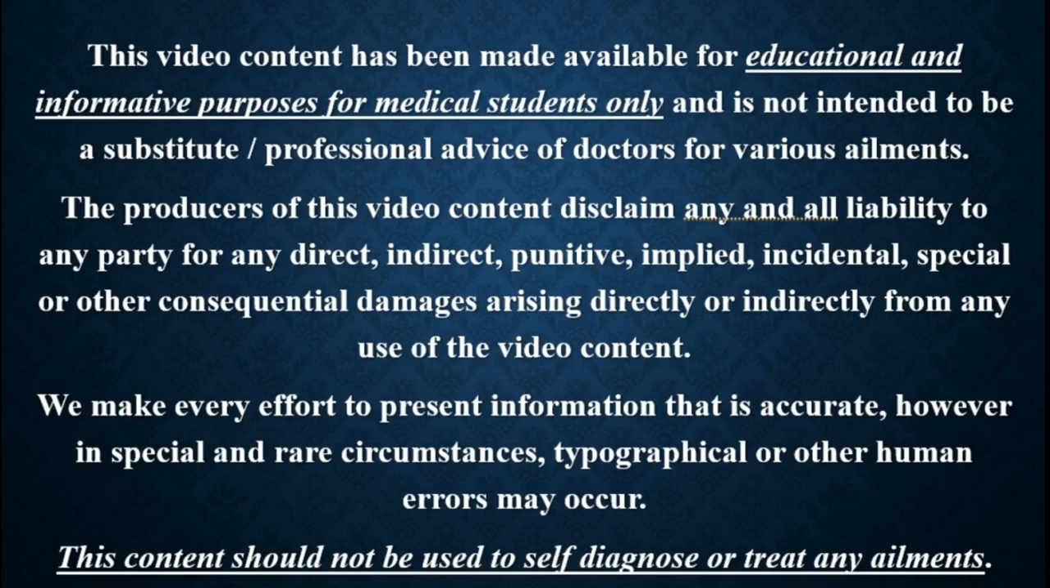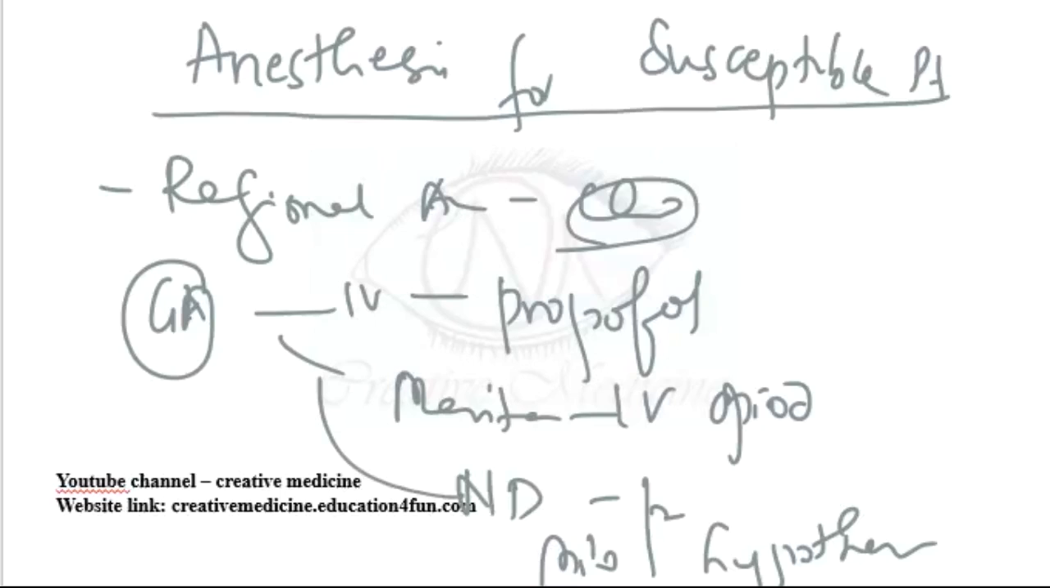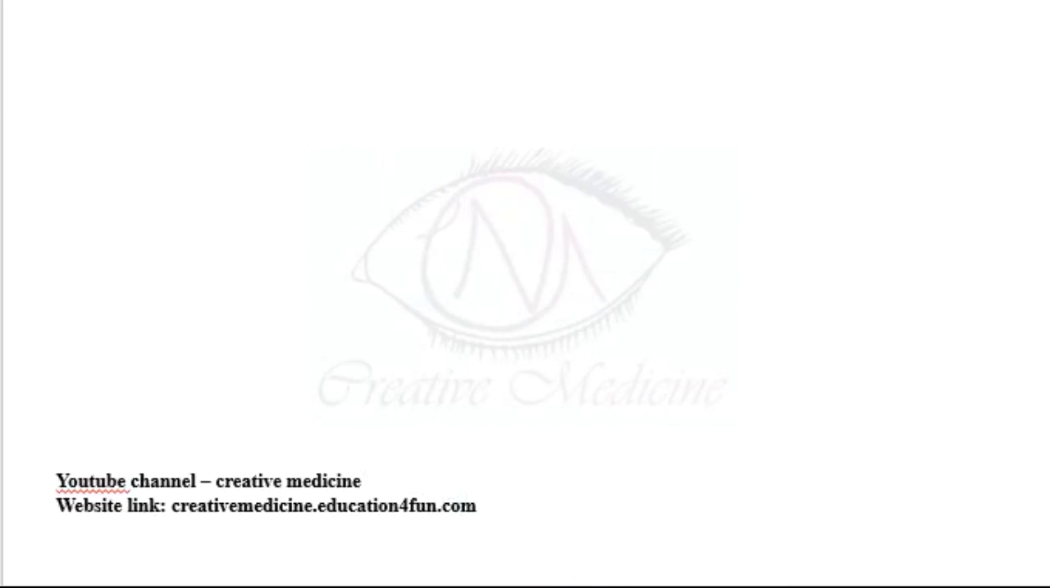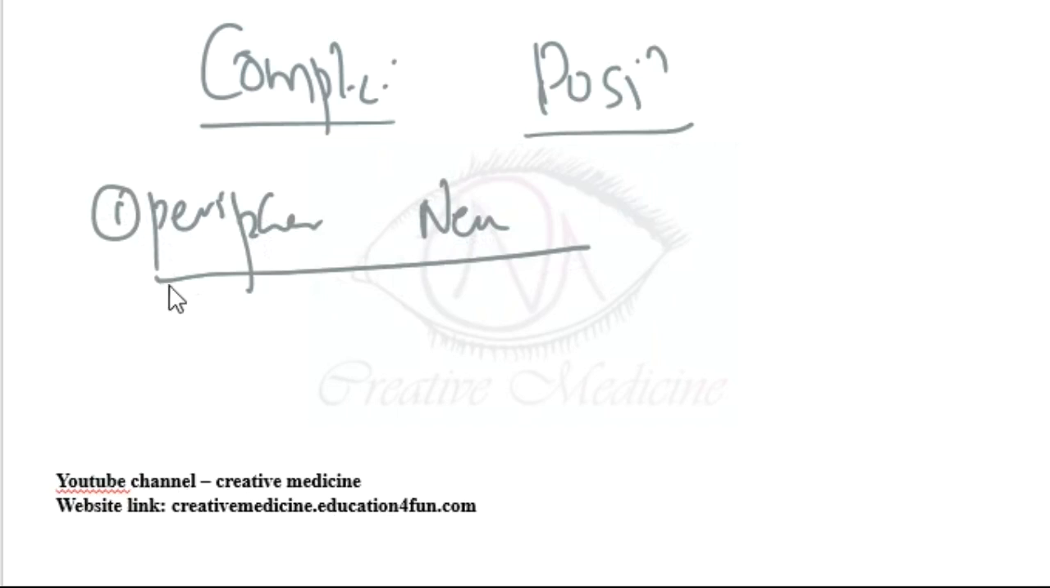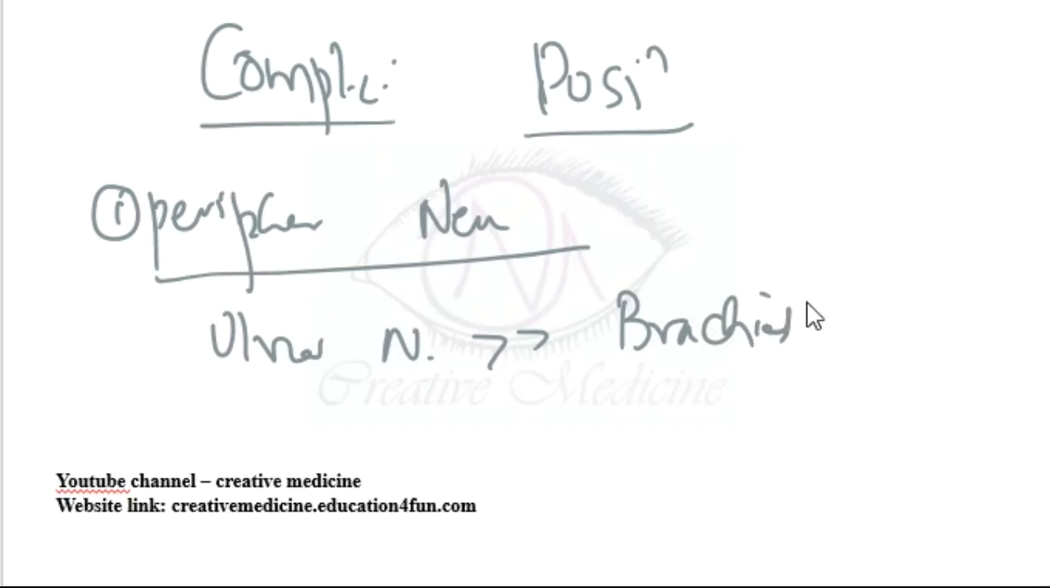In this lecture, we will learn about complications of different positions. Peripheral neuropathy. In peripheral neuropathy, ulnar nerve neuropathy is more common than the brachial plexus. Ulnar nerve neuropathy is seen in 28%, whereas brachial plexus is seen in 20% of patients.